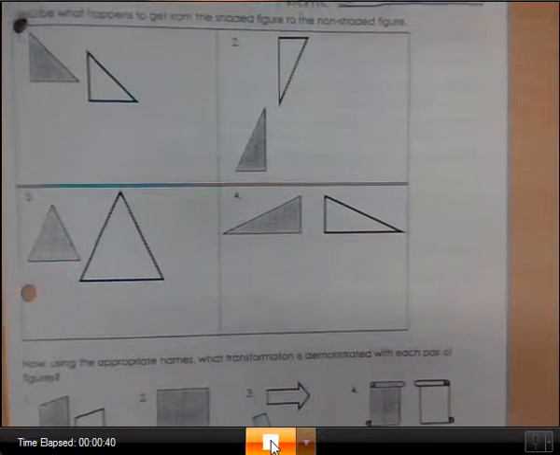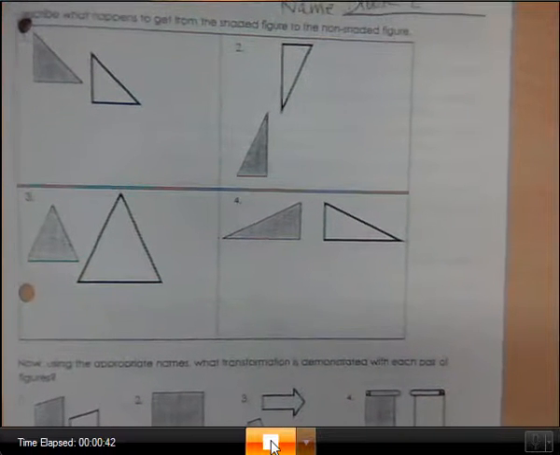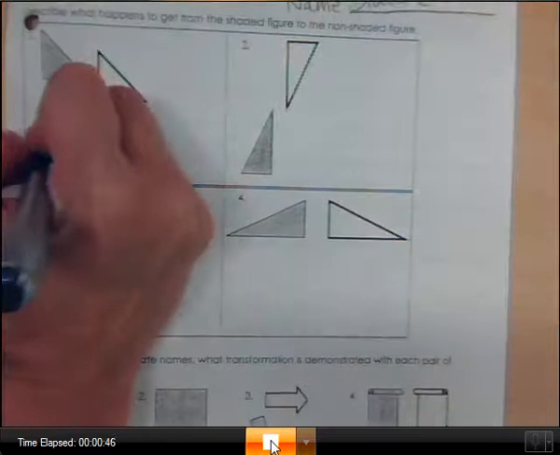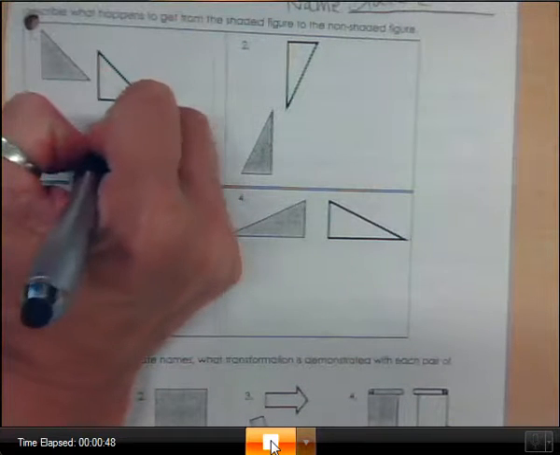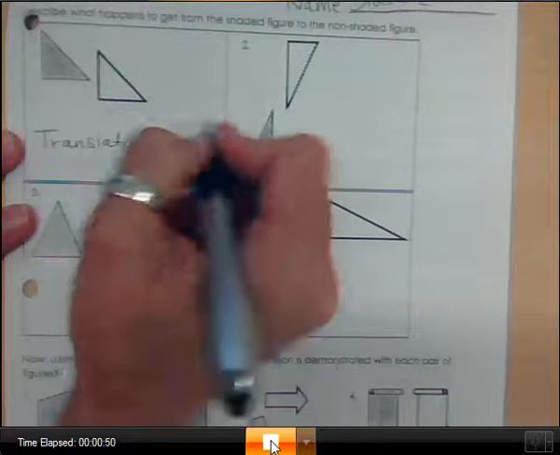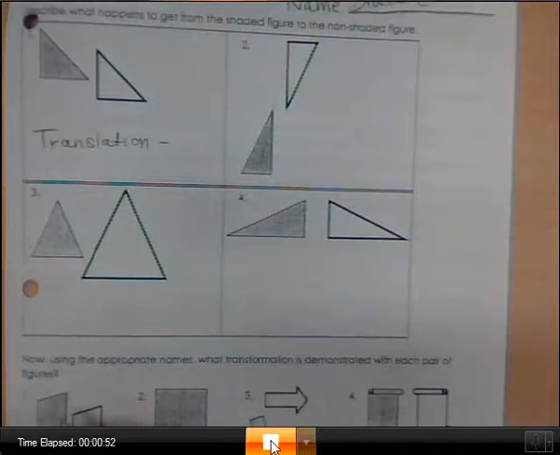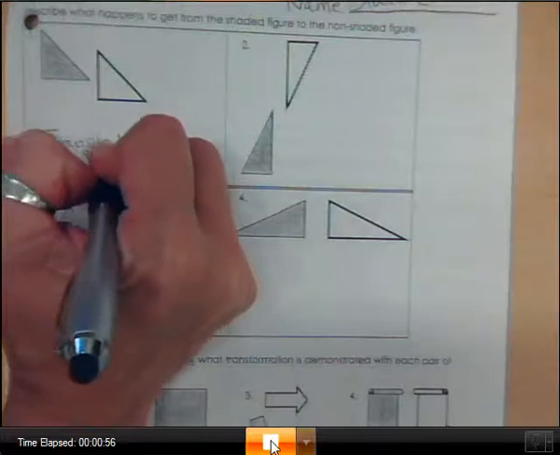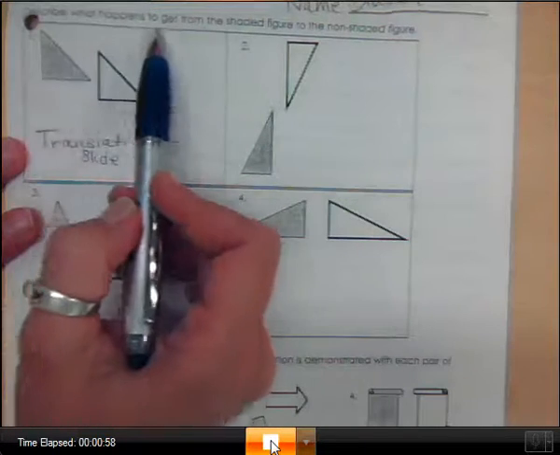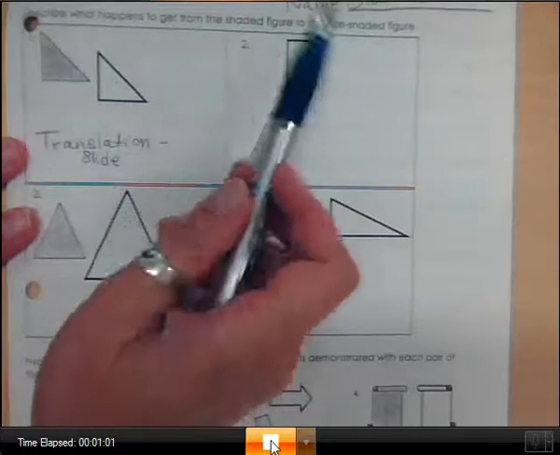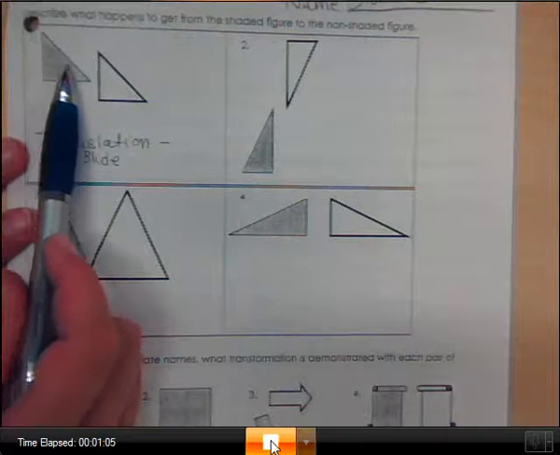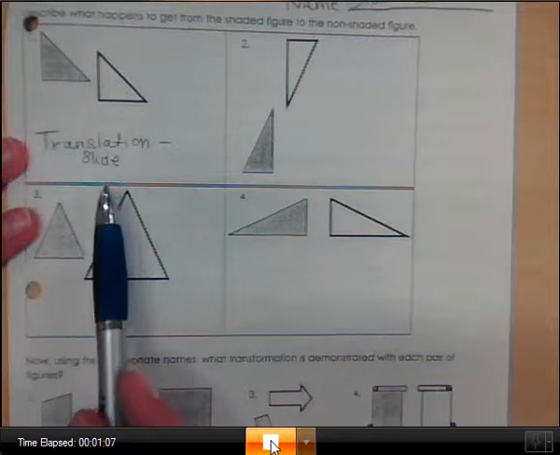What did you guys decide on number 1? What do you think? Good. Translation. So remember, a translation, what is another word for translation? Like real world terms. It would be a slide. So it says, describe what happens to get from the shaded figure to the non-shaded. So we would take this shaded figure and we would slide it. And that would be our translation.